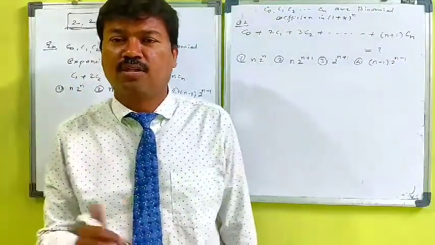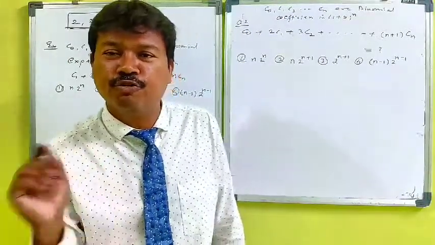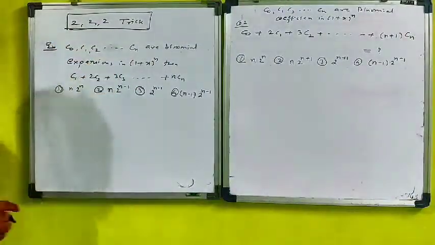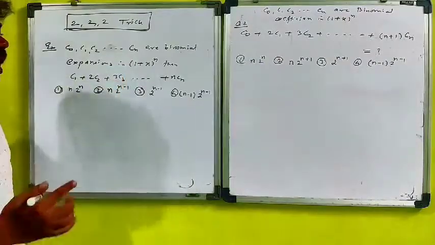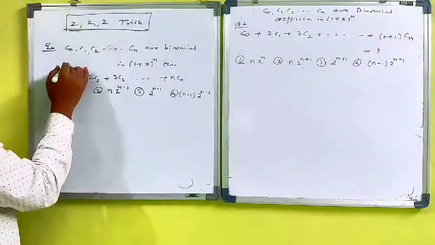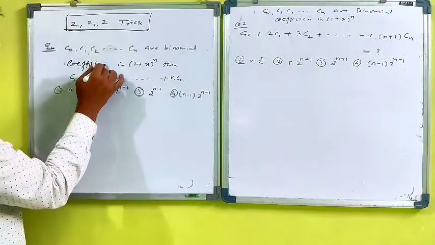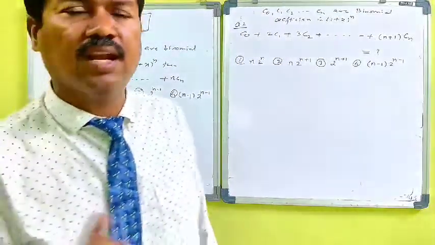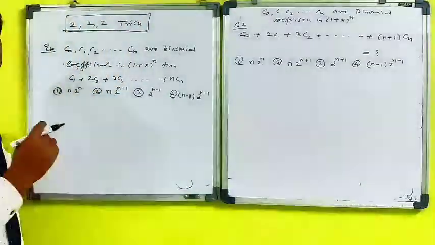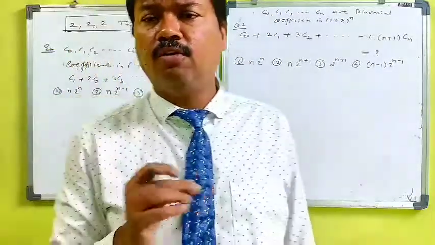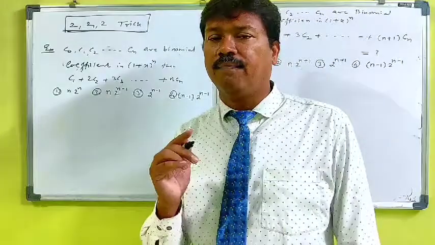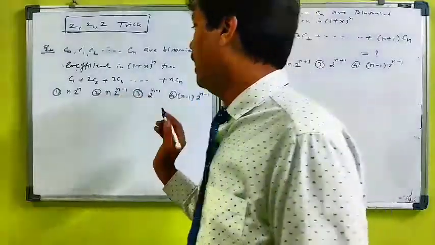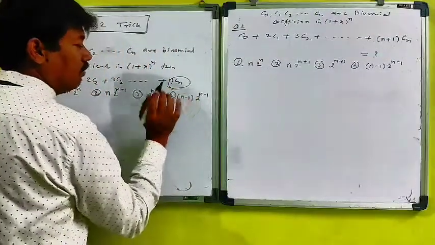Yes. Now we come to the next trick. Trick number 2, that is called the 2 to 2 method. What is a 2 to 2? See here. In this, generally we come across this type of question where C0, C1, C2, Cn are the binomial coefficients in the expansion of 1 plus x raised to n. Then find the value of C1 plus 2C2 plus 3C3, like this. So how to find this? It's very simple. You just put the value of whatever the variable is as 2 there, and then check what the answer is.